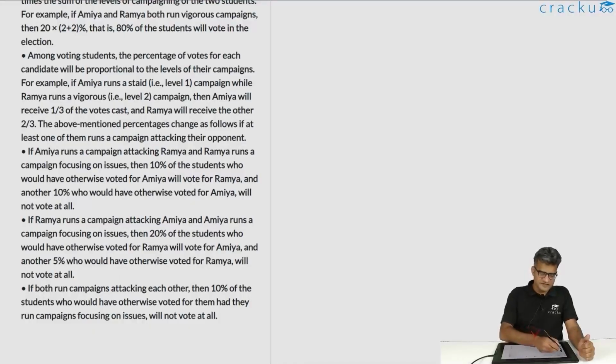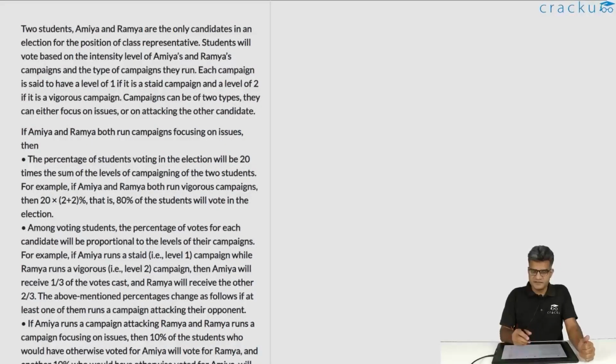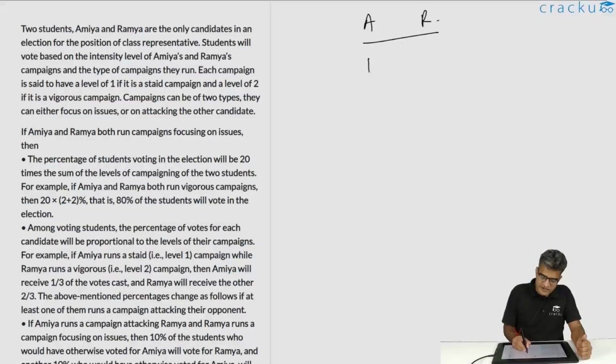So let us first start off by considering both the scenarios. Suppose this is Amiya and this is Ramya. Now suppose both of them are running a stoic campaign. Then both of them will get 1 point each, and the total voting percentage will be 20 into 1 plus 1, which is 40%. Out of this 40%, how much will Amiya get and how much will Ramya get? Ramya will get 20 and Amiya will get 20.